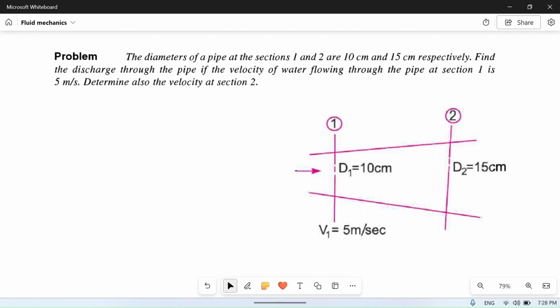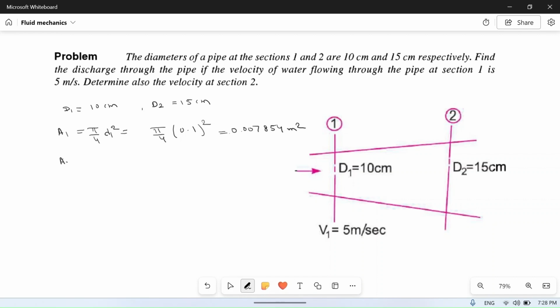So we have d1 is equal to 10 centimeter, d2 is 15 centimeter. So we will try to find area, because in the continuity equation we need area. So a1 is equal to pi by 4 d1 square, which will be equal to pi by 4 into 0.1 square, which is 0.007854 meter square.